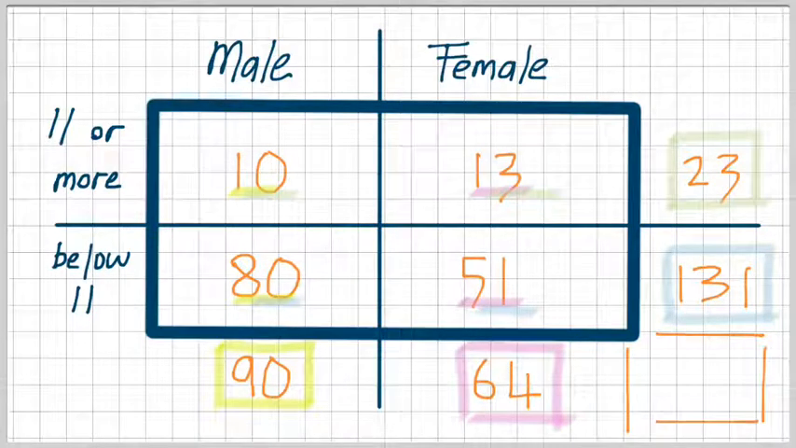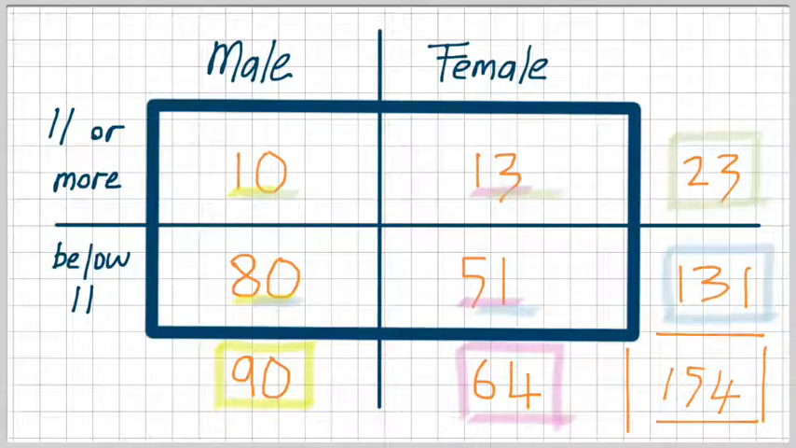What I'm going to put here is the grand total, 154. If you add up the 23 plus 131, you will get 154. So that is the total number of students that are part of the scenario. We can also add 90 and 64, and that will give us 154. So what you see here is your completed contingency table.